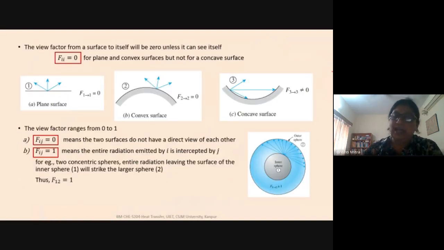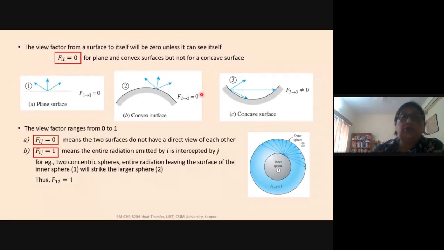Now let us look at a few small things about the view factor, because we are going to use this a lot. When we do our problems about exchange of heat due to radiation between two bodies, you will see how this view factor becomes very important. So let us see what we have. Let me just get my pointer again.